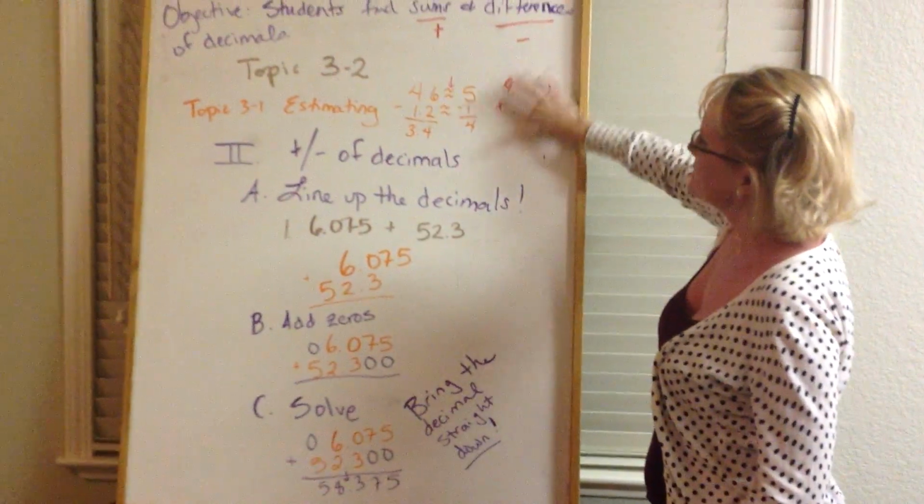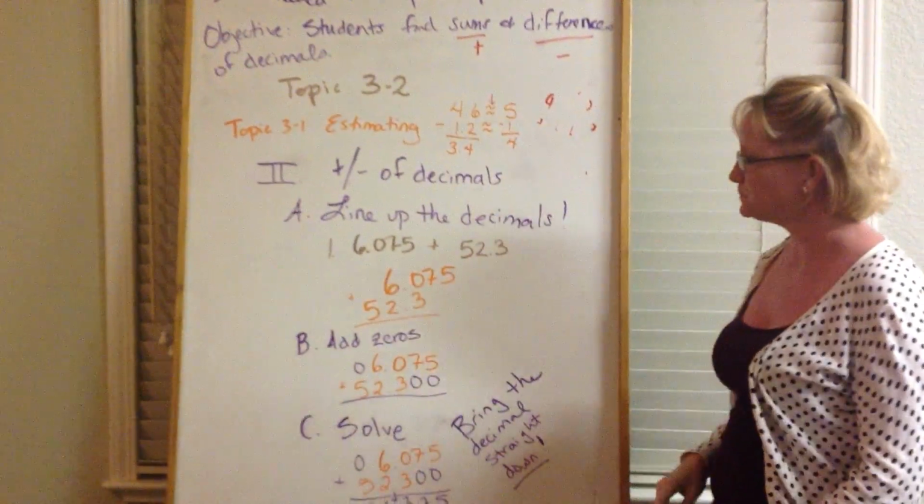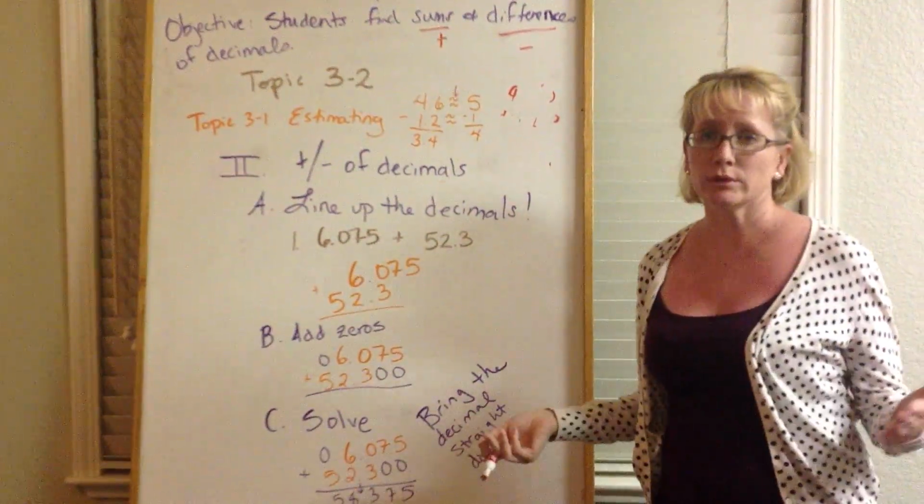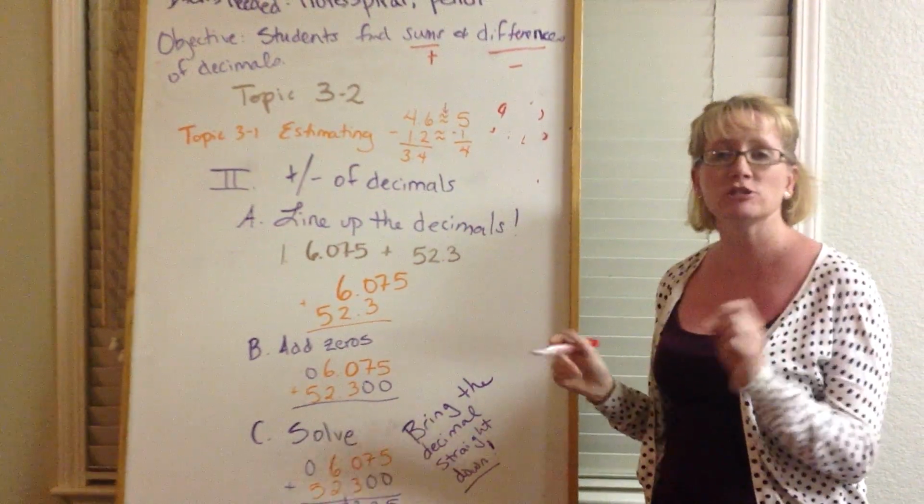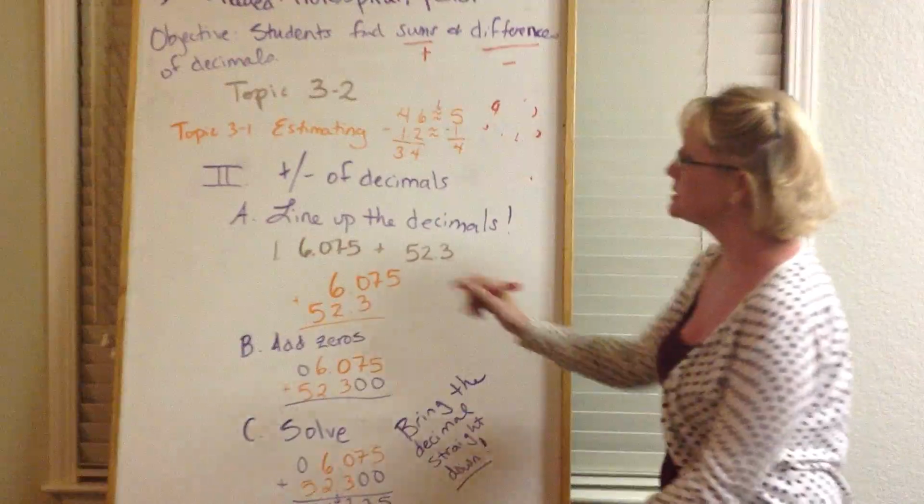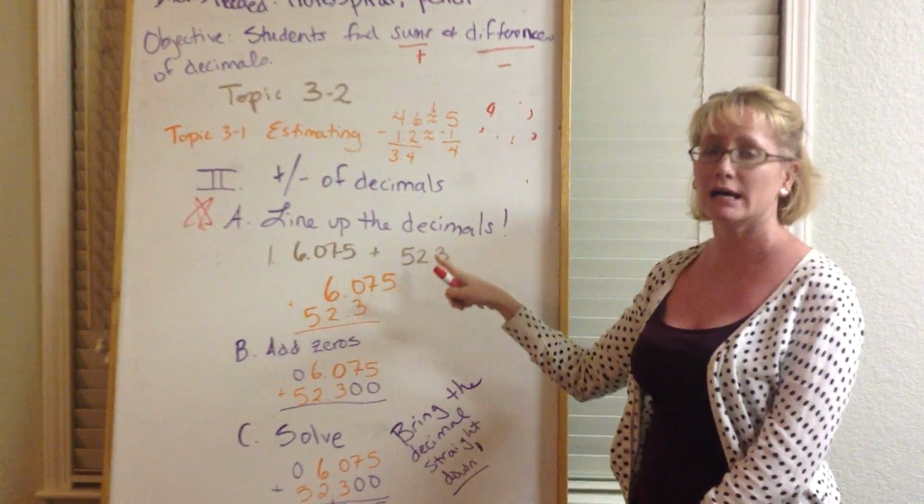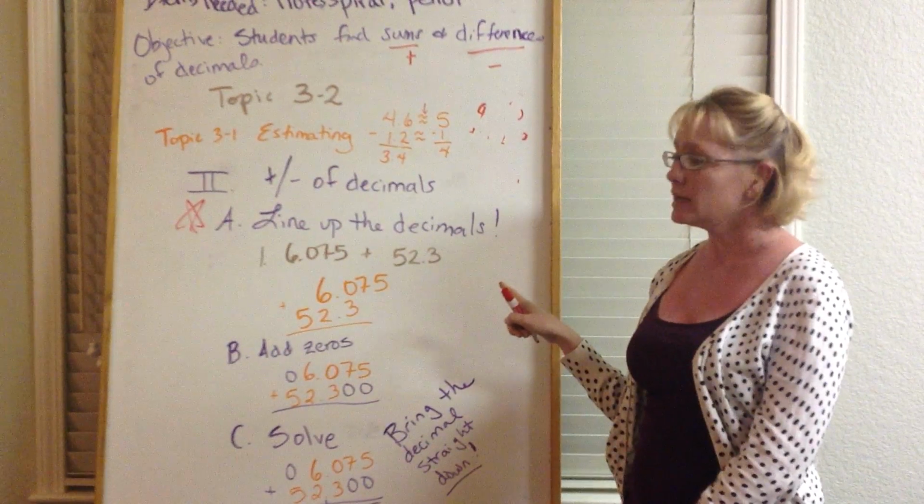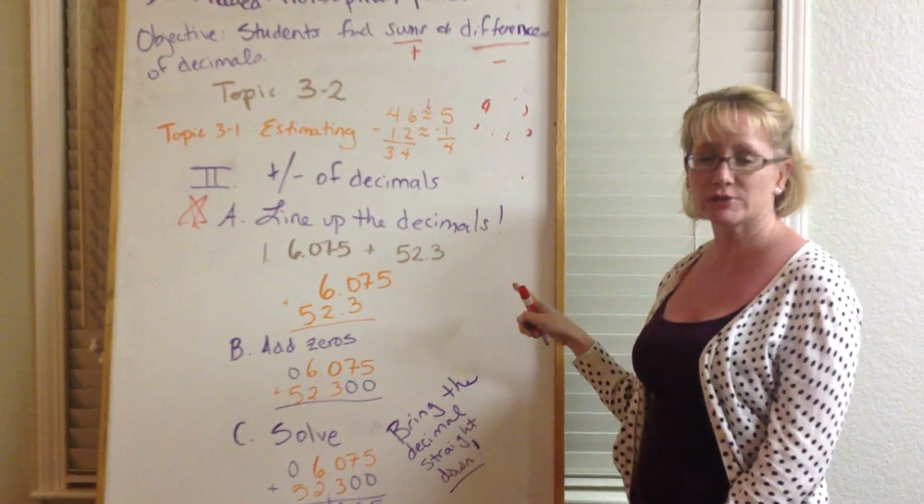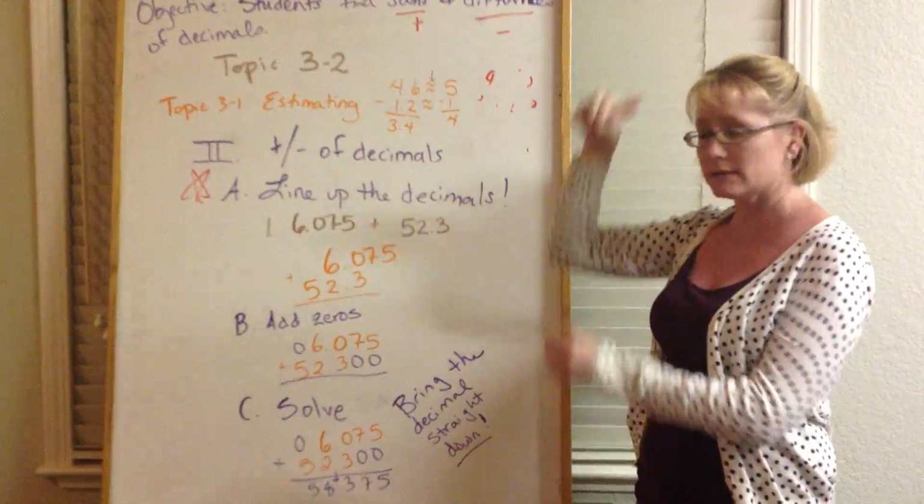We want to add and subtract decimals. And the most important rule, there's only one super important rule, and this is just for adding and subtracting. The most important rule is that you have to line up the decimals. It doesn't matter in multiplication or division, but in adding and subtracting, you have to line them up.